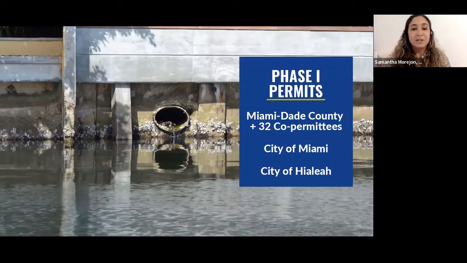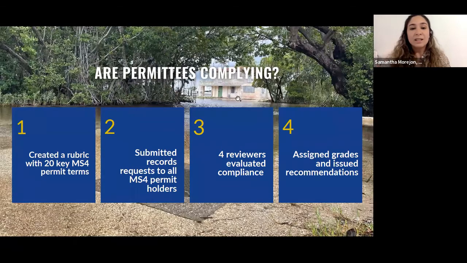These permits are based on population, and this report focuses on the large MS4 permit for populations of 100,000 or more, called the Phase 1 permit. Three of these permits exist in Miami-Dade County, including the City of Miami, City of Hialeah, and Miami-Dade County. The county's is a little different because it includes 32 co-permittees made up of municipalities. And as I mentioned, we're trying to see whether or not they're complying with the permit itself.